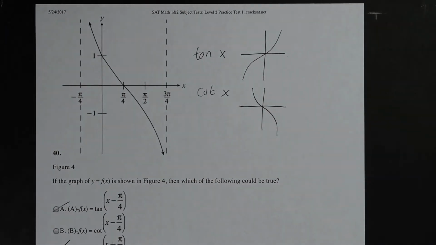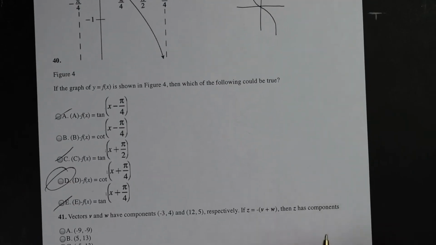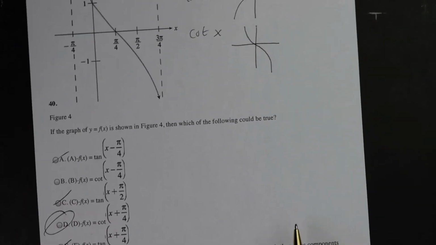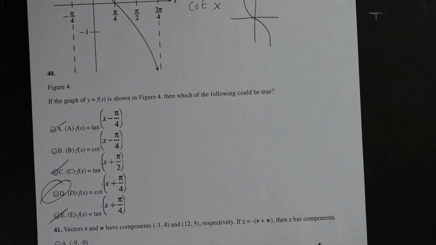And so that's why when I was doing number 40 and I saw the choices A through E, I automatically took out A, C, and E because those all had tangent-based graphs, and this is for certain a cotangent-based graph.